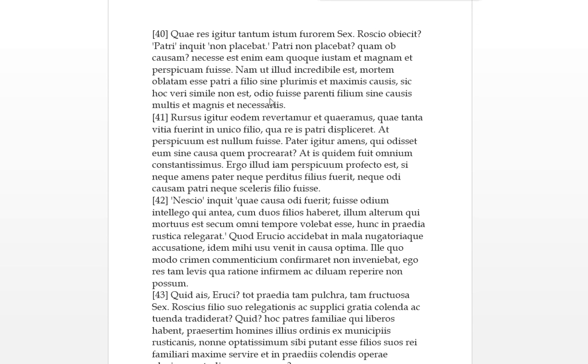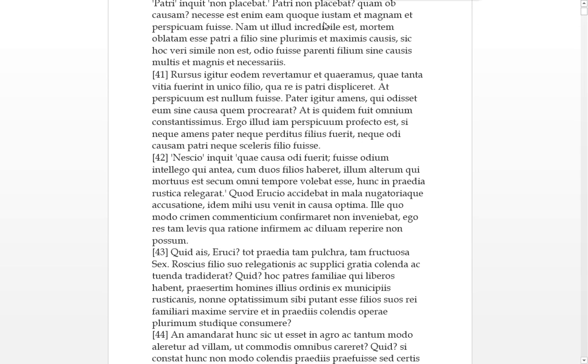Sic, thus, odio fuisse parenti filium, for the son, the filium, to be hateful to his parent. It's for a filium, for a son to hate his parent. Again, it's the dative construction for a third declension. And again, we have sine, the preposition that takes the ablative, without causis multis and magnis and necessariis. So without many causes and great ones. So it would be necessary for him to have many reasons and great ones indeed for the son to hate his parent that much, especially to bring death to him.